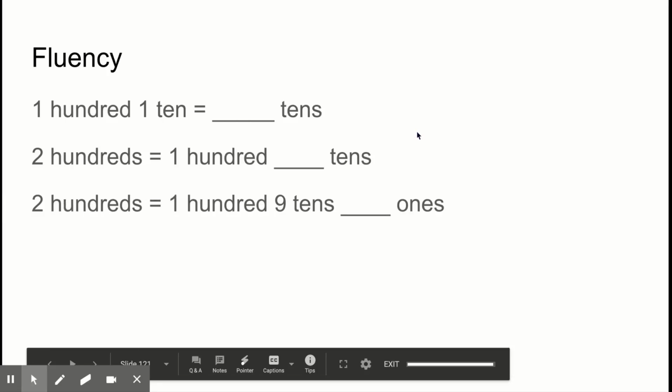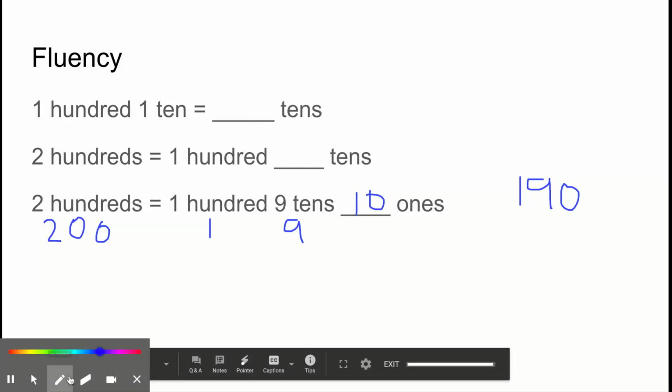Getting trickier. 2 hundreds equals 1 hundred, 9 tens, and 10 ones. Let's talk about this. 2 hundreds, the number is 200. Just like this. 1 hundred, 9 tens. So that would be 190. How many more ones would you need to get to 200? You would need 10 more ones to get to 200. Does that make sense?